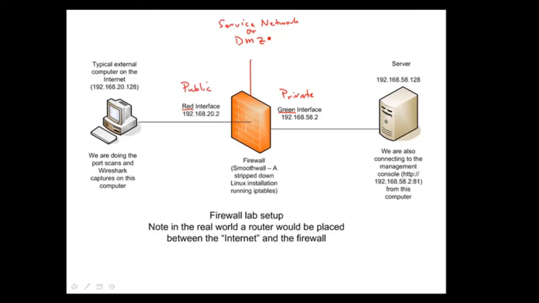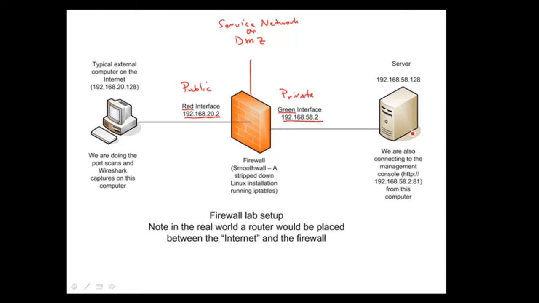But anyway, by default, the Smoothwall Express is set up to use 192.168.20.2 as the IP number of the red interface, and 192.168.58.2 as the IP address of the green interface. And I've just kept those.